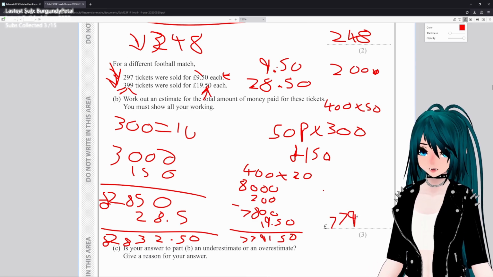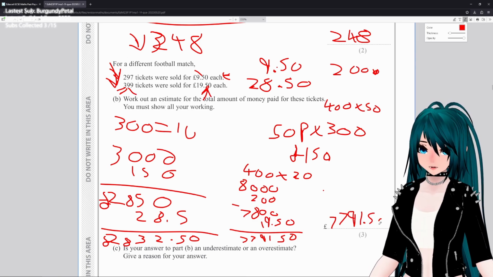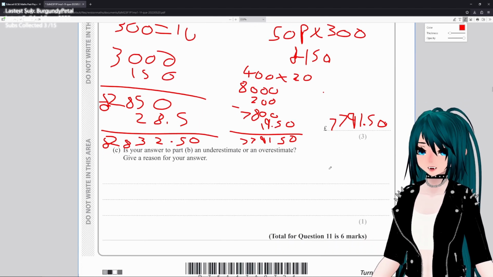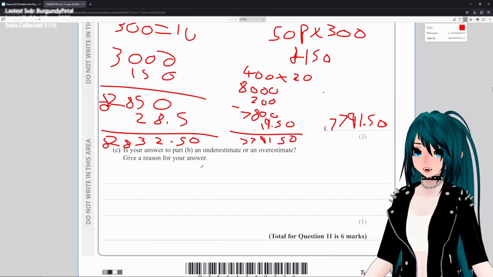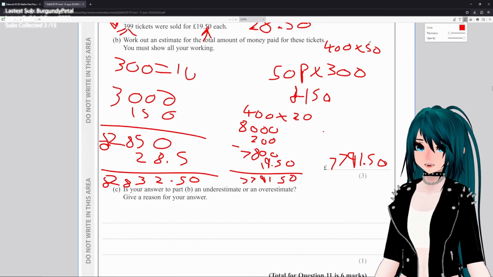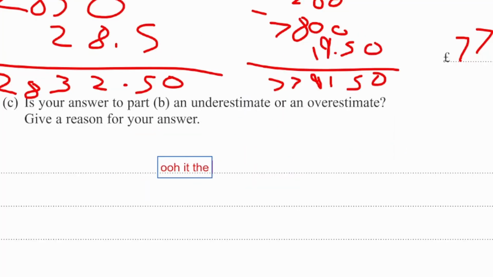Come on, 7791 and 50p. God, I hope I'm right. I hope I'm so right. Will your answer to that be an underestimate or an overestimate? Oh, it's the exact amount.